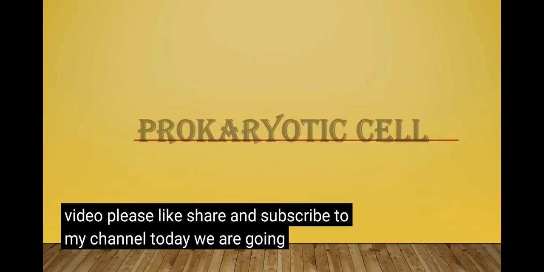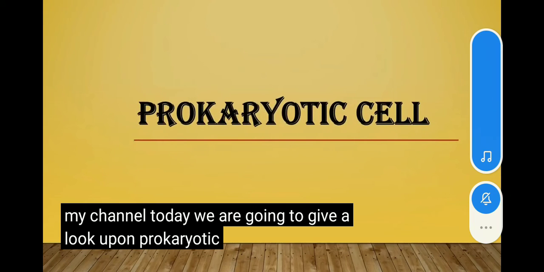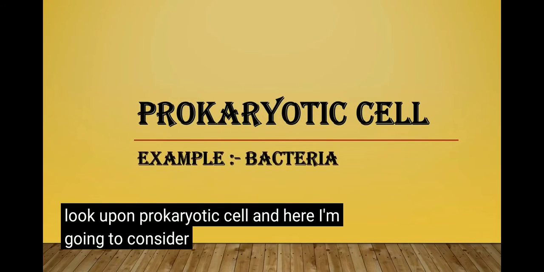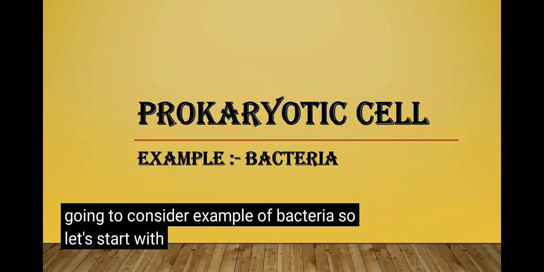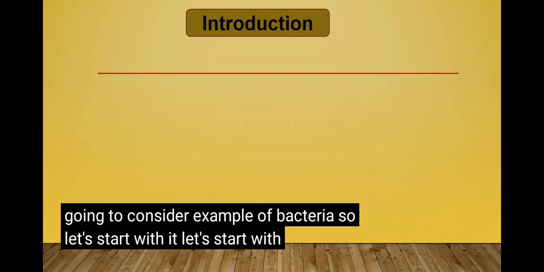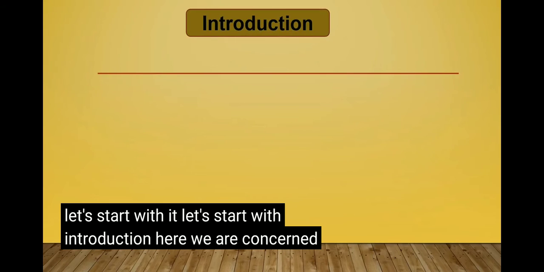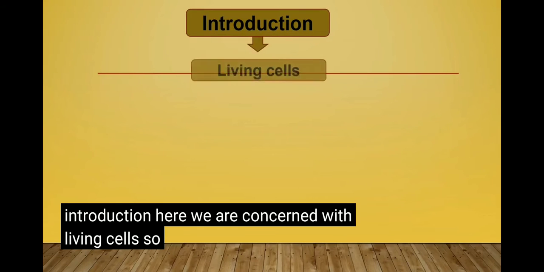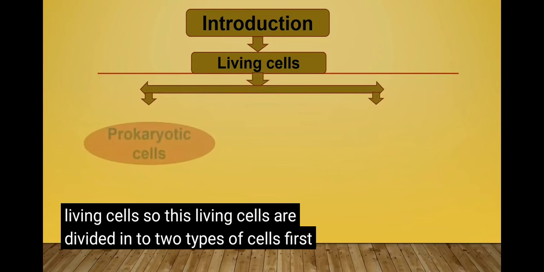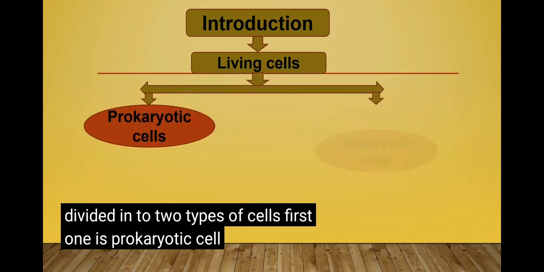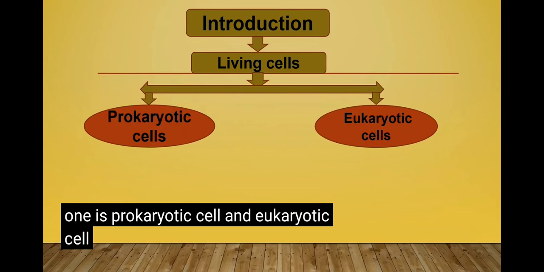Going to give a look upon prokaryotic cell, and here I am going to consider an example of bacteria. So let's start with it. Let's start with introduction. Here we are concerned with living cells. So these living cells are divided into two types of cells. First one is prokaryotic cell and eukaryotic cell.